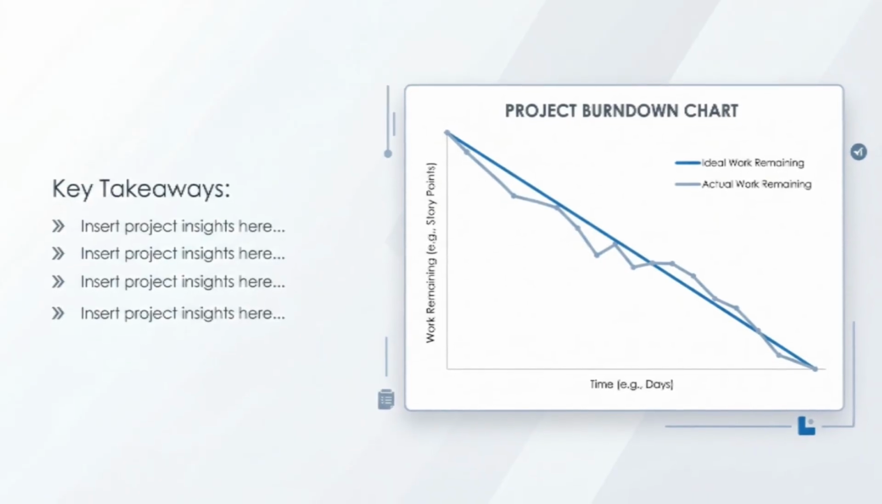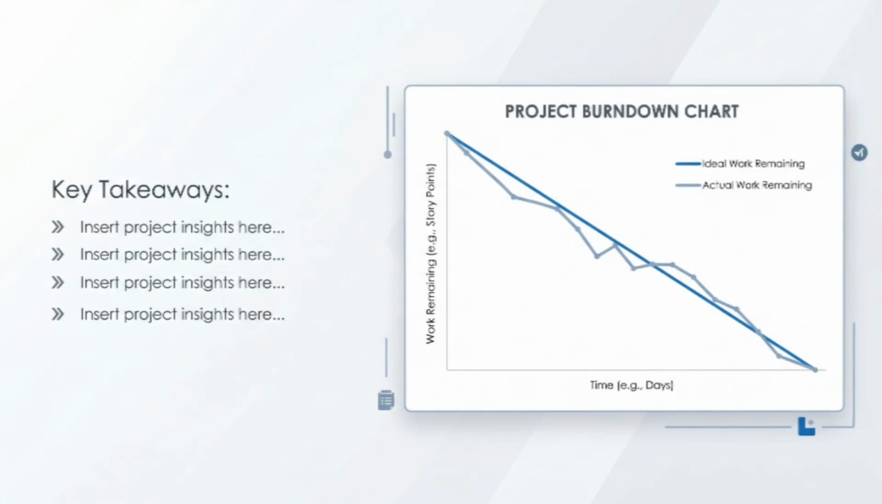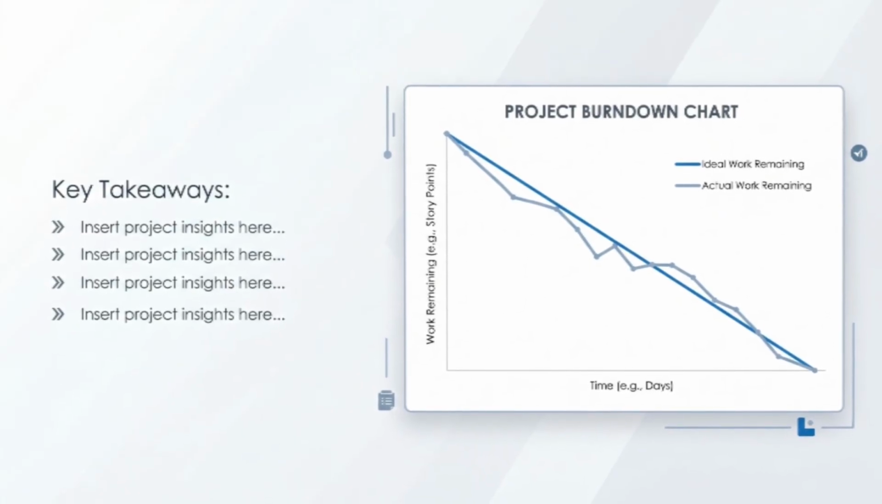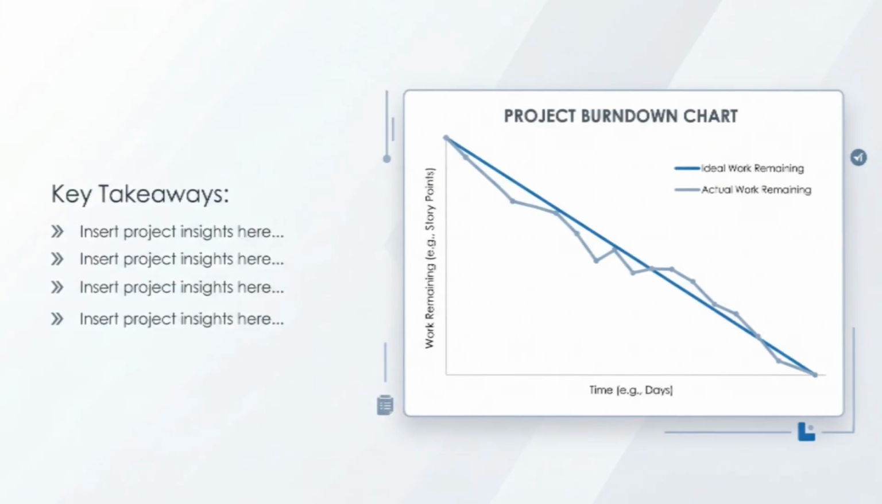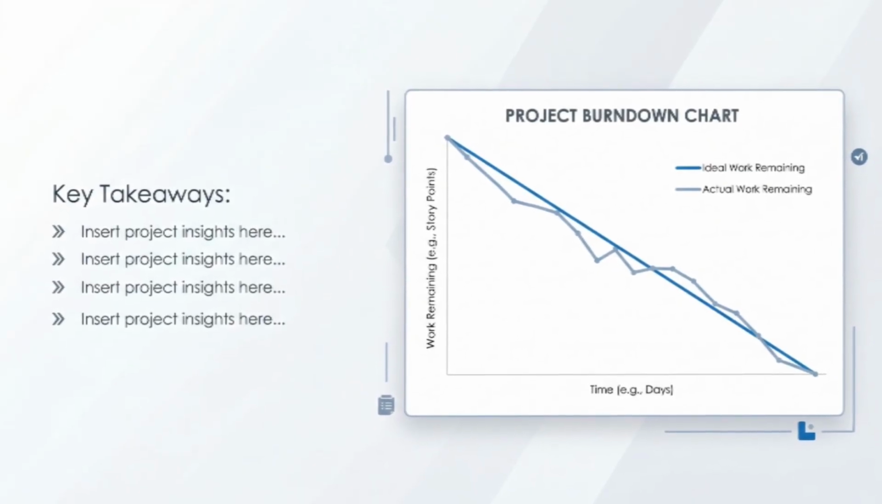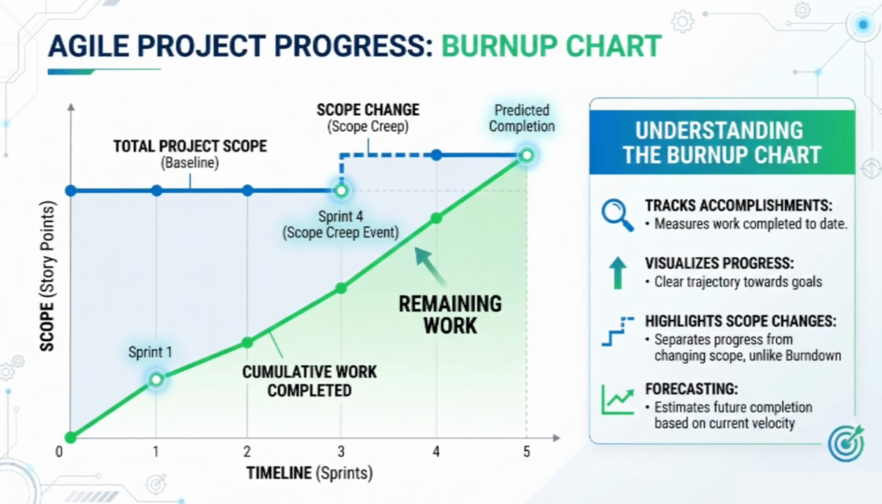However, it has a major blind spot. It doesn't handle scope changes well. If a client adds new work midway through a sprint, the burndown line goes up. To an outsider, it looks like the team accomplished negative work, which can be incredibly confusing. To solve the exact problem, we have the burnup chart.